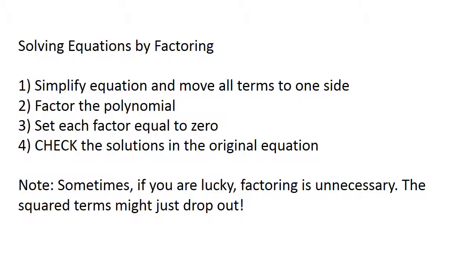Okay, so solving equations by factoring, just some general step-by-step guide. You want to simplify equations and move all terms to one side. Factor the polynomial, set each factor equal to 0, check the solutions in the original equation. Sometimes if you're lucky, factoring is unnecessary. Sometimes some of the numbers will cancel out, or the squared terms will subtract out from either side. So that's nice when that happens. It doesn't always happen, so don't get your hopes up, but sometimes it will.